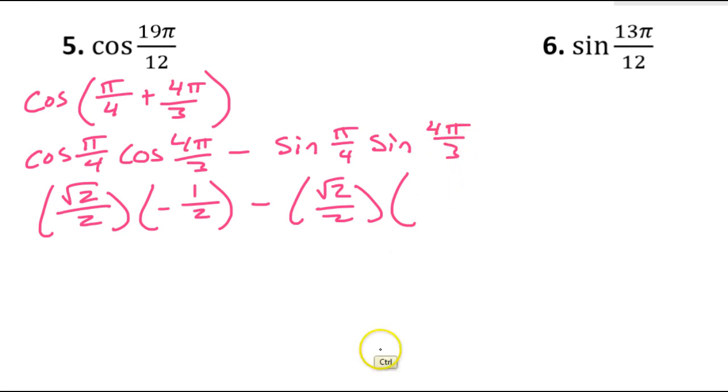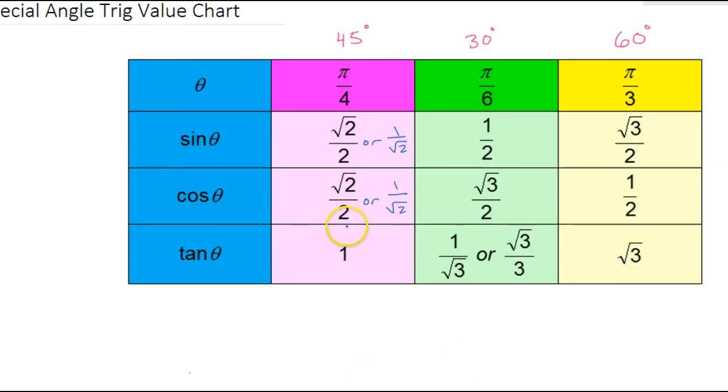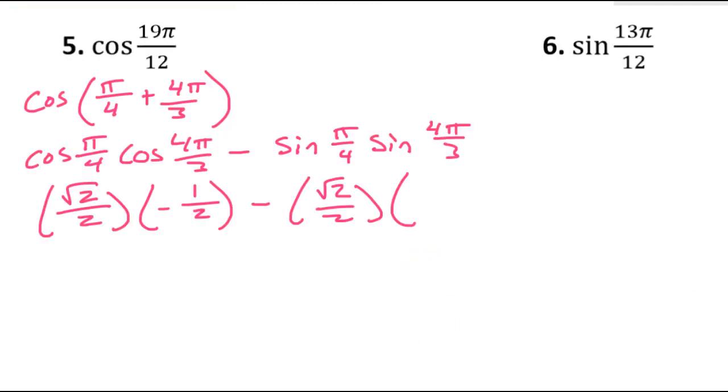The sine of pi over 3, of course, is radical 3 over 2. So again, this is either going to be radical 3 over 2, or it will be negative radical 3 over 2. So again, it just all depends on the quadrant.